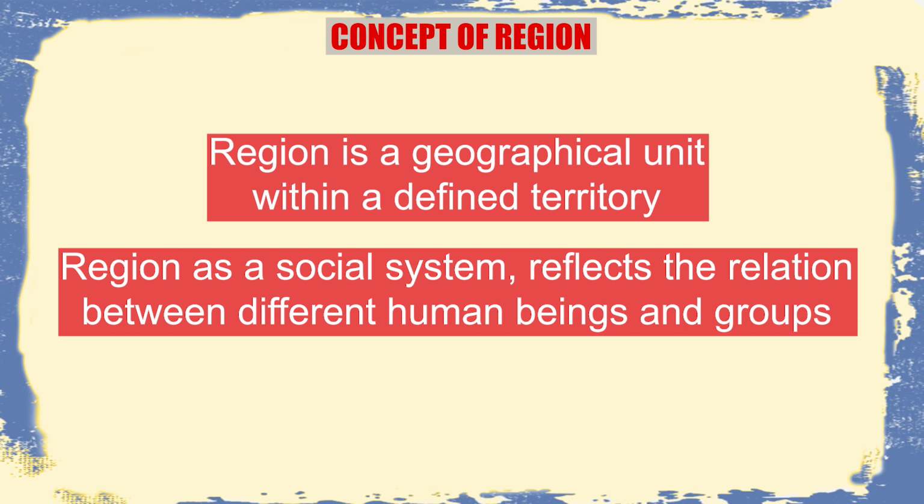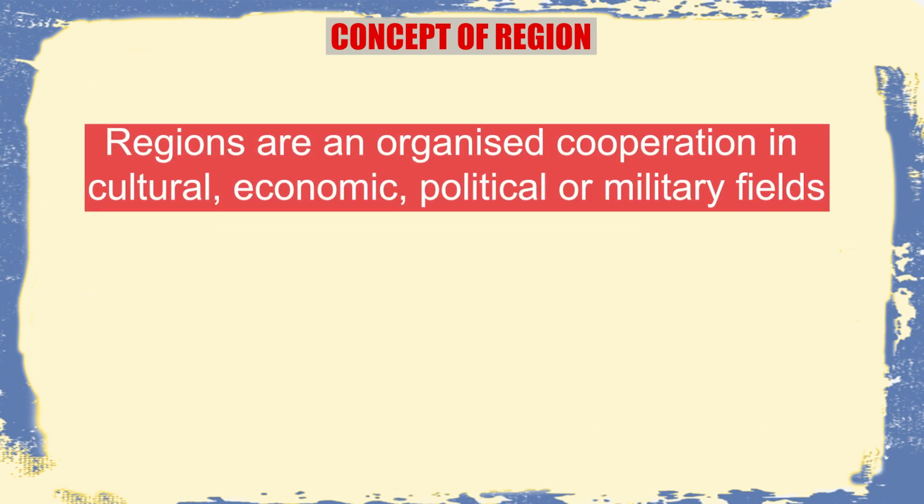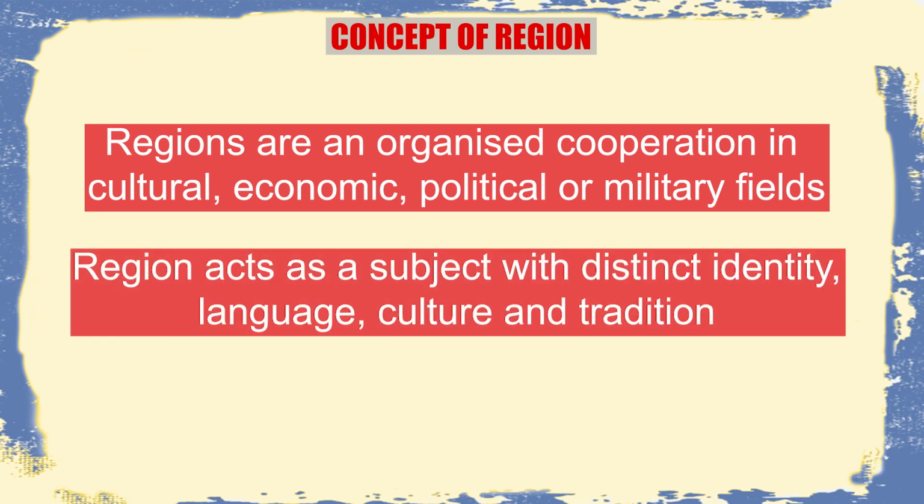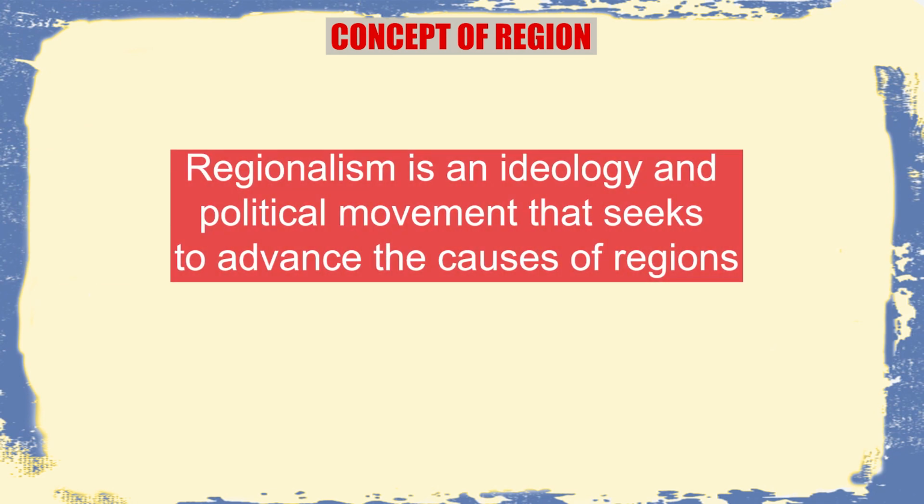As a social system, region reflects the relationship between different human beings and groups. Regions are an organized cooperation in cultural, economic, political, or other fields. Region acts as a subject with a distinct identity, and that identity may be language, culture, religion, caste, or tradition. Regionalism follows from this concept of region. It is an ideology and a political movement that seeks to advance the cause of the region.